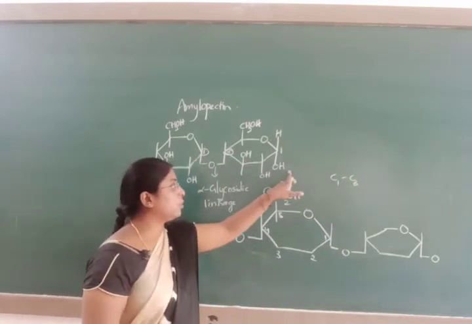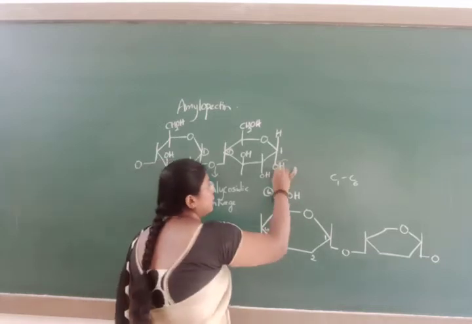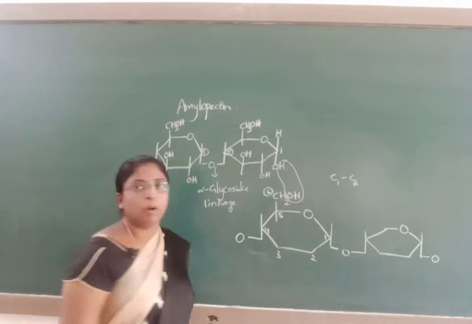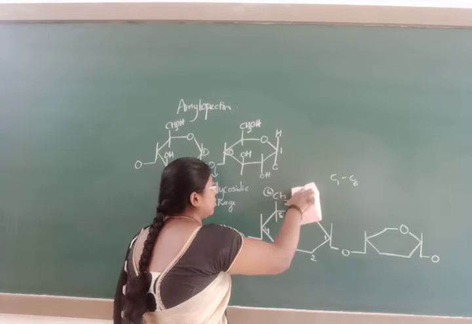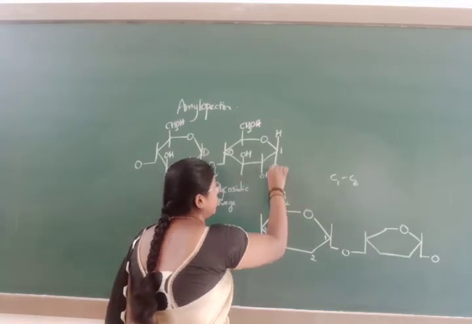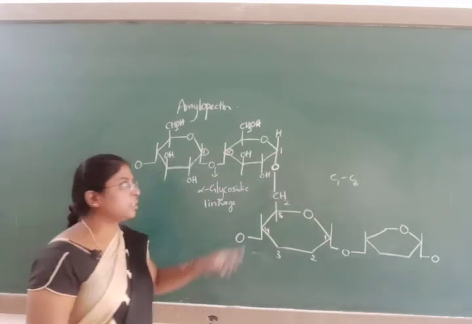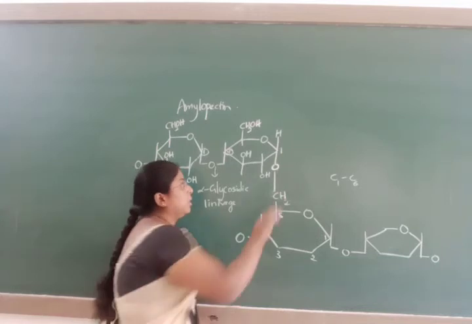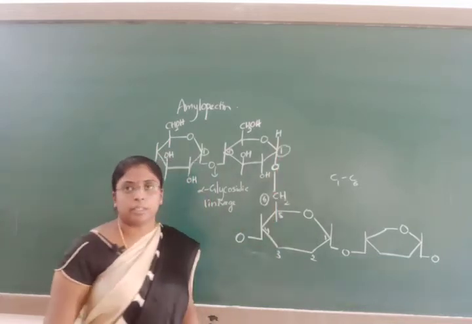Here OH, OH, CH2, OH, water molecule is eliminated. Remaining is what? CH2 and O. It will form C1C6 glycosidic linkage. So CH2 remaining is what? Only one oxygen. Wherever the branching takes place, there is a C1C6 linkage, at the branching position.